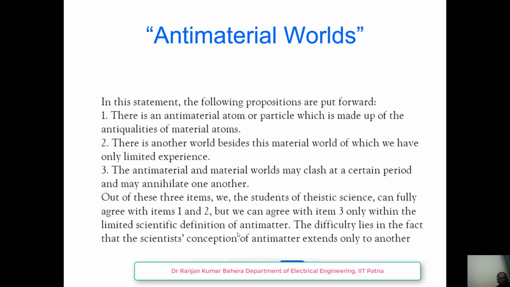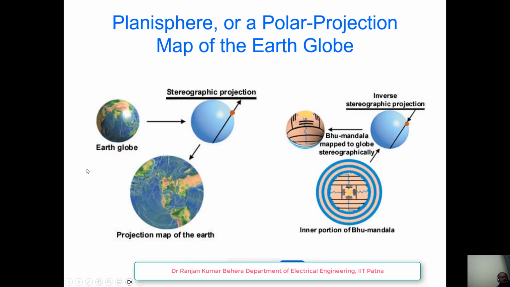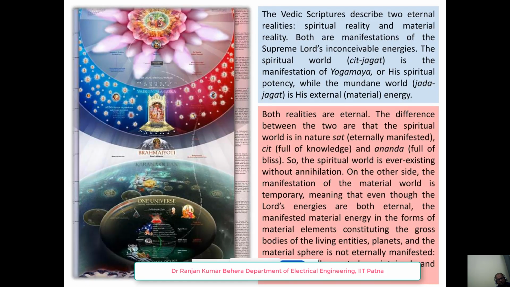So out of these three items, the student of theistic science can fully agree with items number 1 and 2, but we can agree with 3 only within the limited scientific definition of antimatter. That is what is very nicely given here. Earth globe, then the stereographic projection, then the projection of the earth map, and this is called the Bhumandal. Inner portion of the Bhumandal is that one. And this is how it is completely.